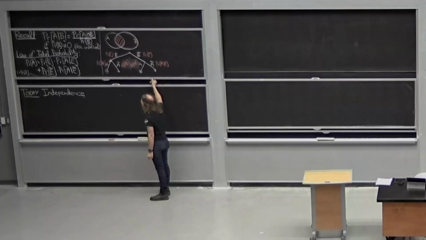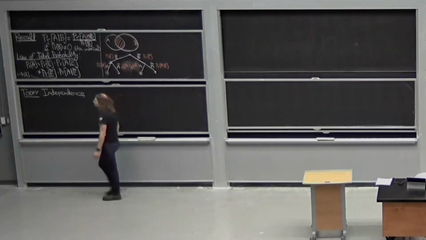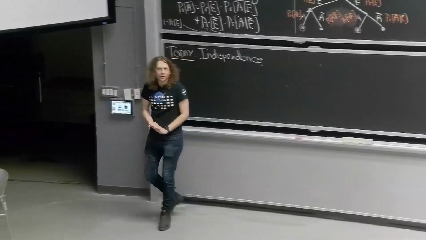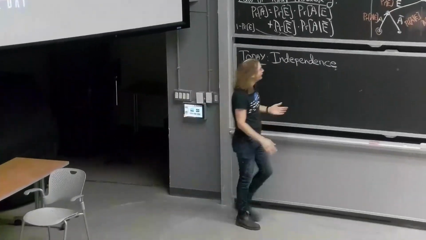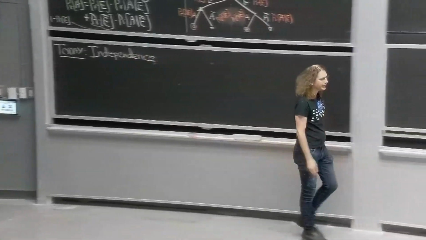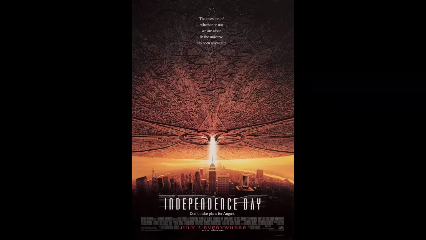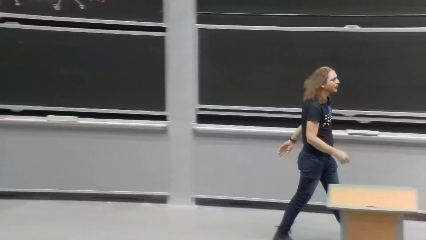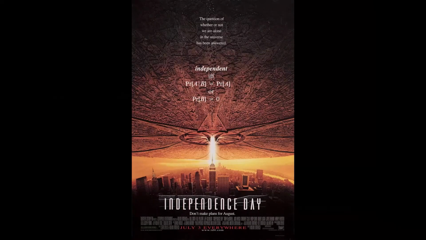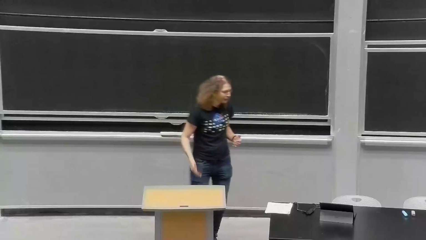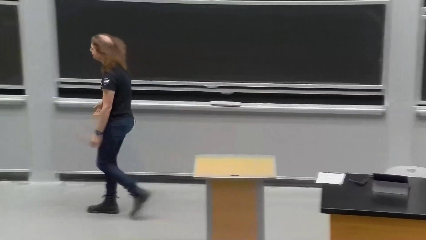Today, I want to talk about a related concept, which is independence. So today is Independence Day, not starring Will Smith or any other modern versions of Independence Day. The tagline for Independence Day back in the 90s, I was alive back then, says the question of whether or not we are alone in the universe has been answered. You know, are we independent from the rest of the universe, or are we dependent? It turns out the answer is we're independent if and only if the probability of A given B is the probability of A. Sorry, spoilers for the movie, but that's what you get by the end.